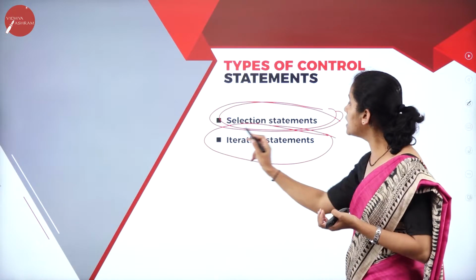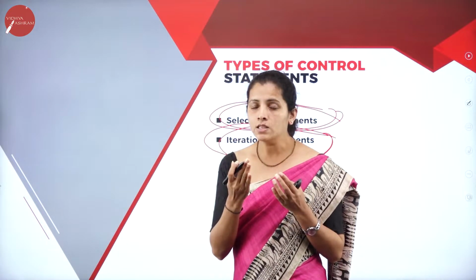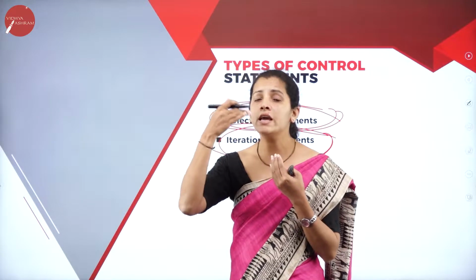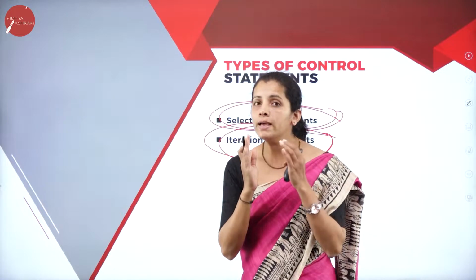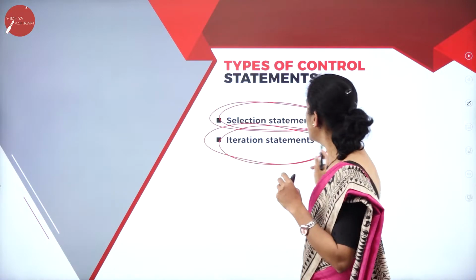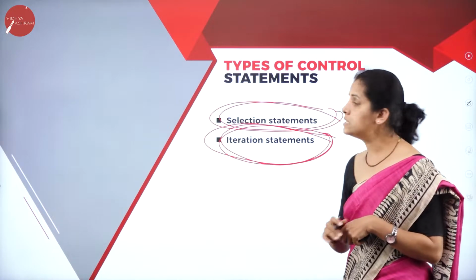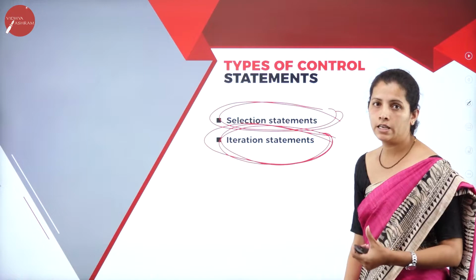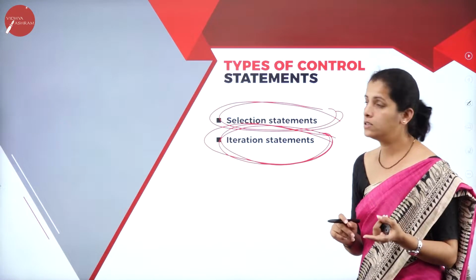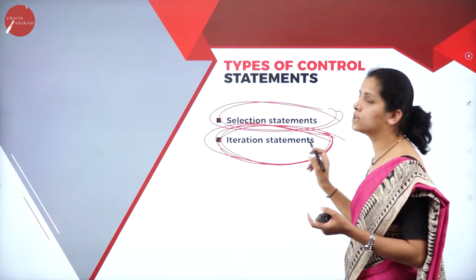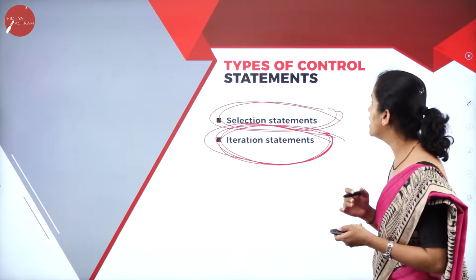Then what is iteration statement? That is nothing but the repetition. That means when I want to repeat the same code again and again, what I will do, I'm going to place that code inside the iteration statement. So there are two types of statements, selection statement and iteration. Selection means selecting one particular item. Iteration means it is nothing but the repetition or loop again and again.